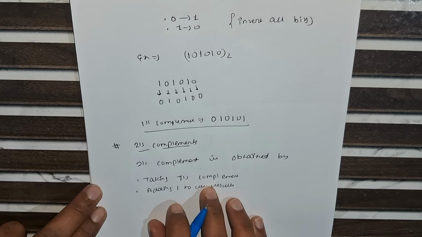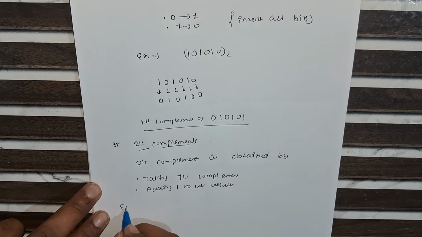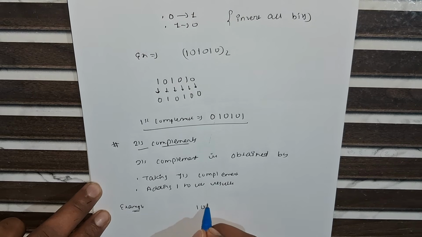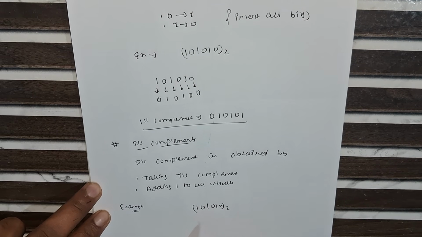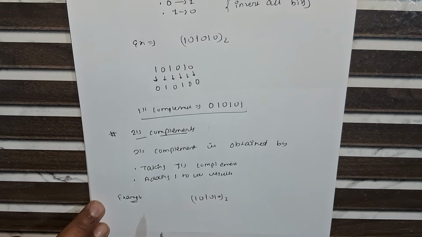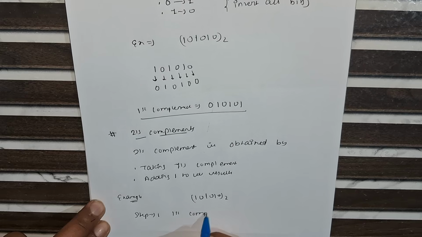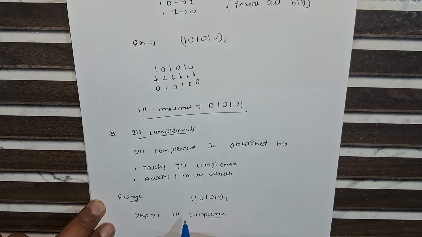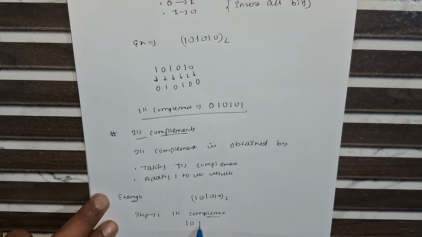So let's take an example for the better understanding. Example: 1 0 1 0 1 0. Now we have to find the 2's complement of this given problem. So what is our first step? To find the 1's complement. So our step 1 is first complement. So how can we find the first complement, which is nothing but change the bit or invert the bit. So 1 0 1 0 1 0 converts to 0 1 0 1 0 1. This is our 1's complement.